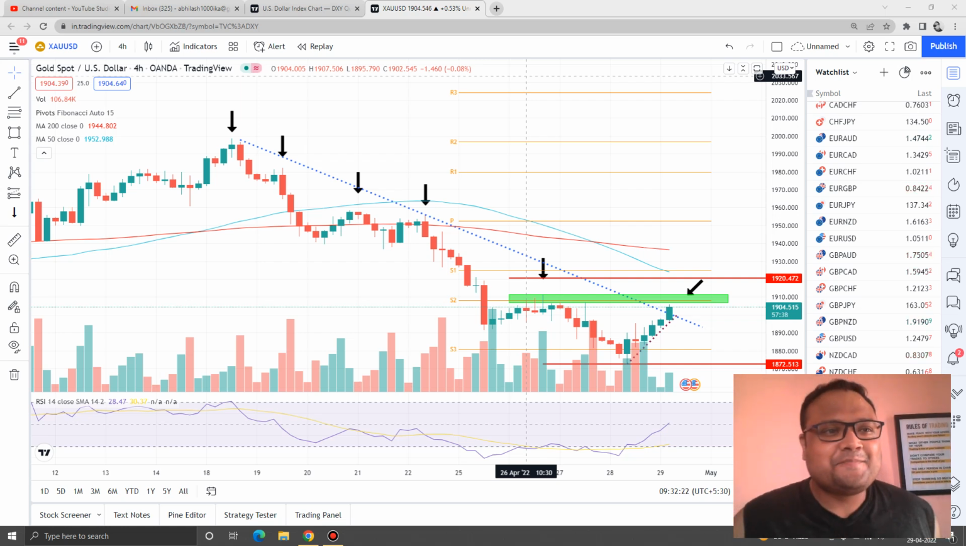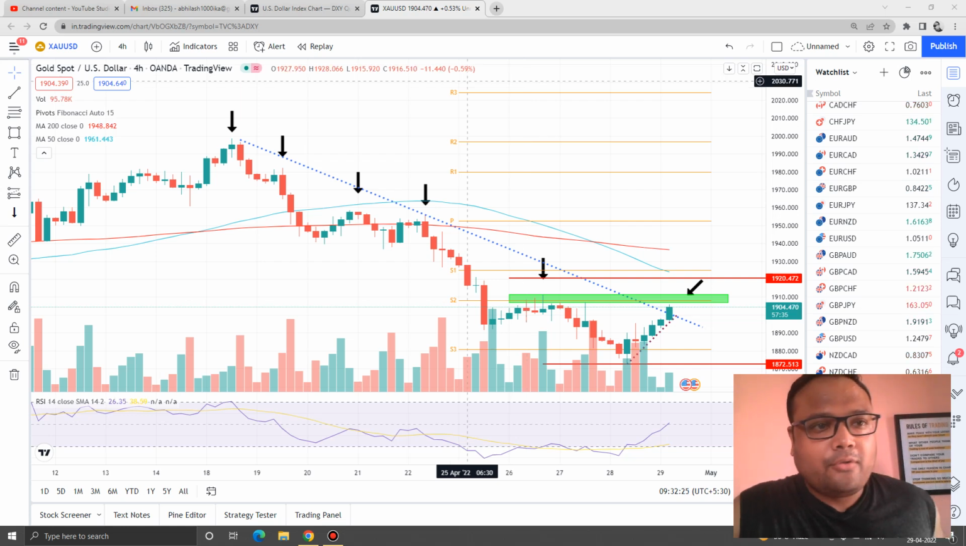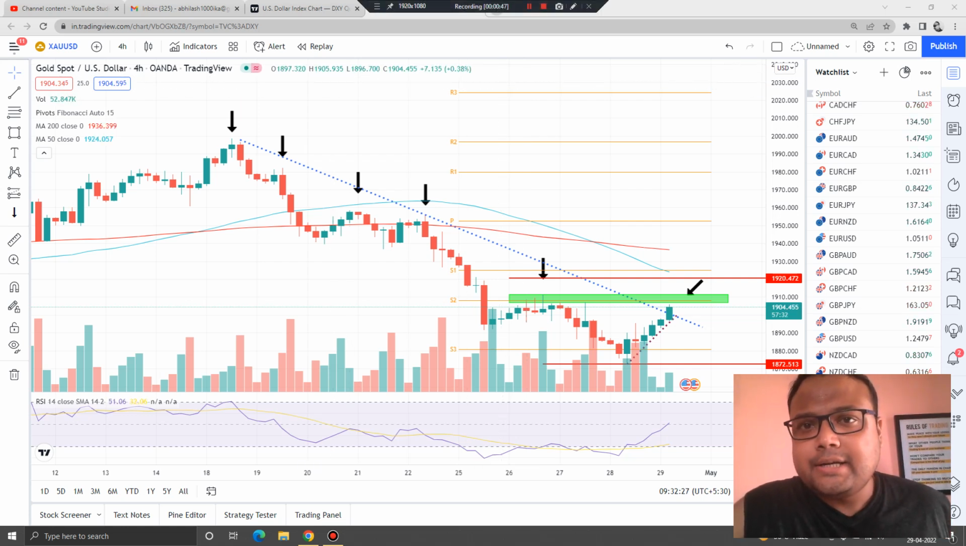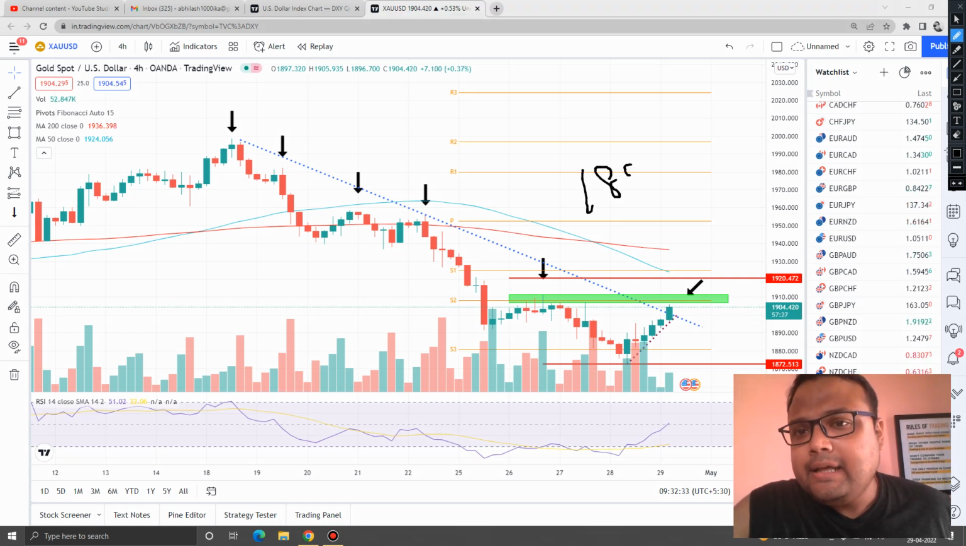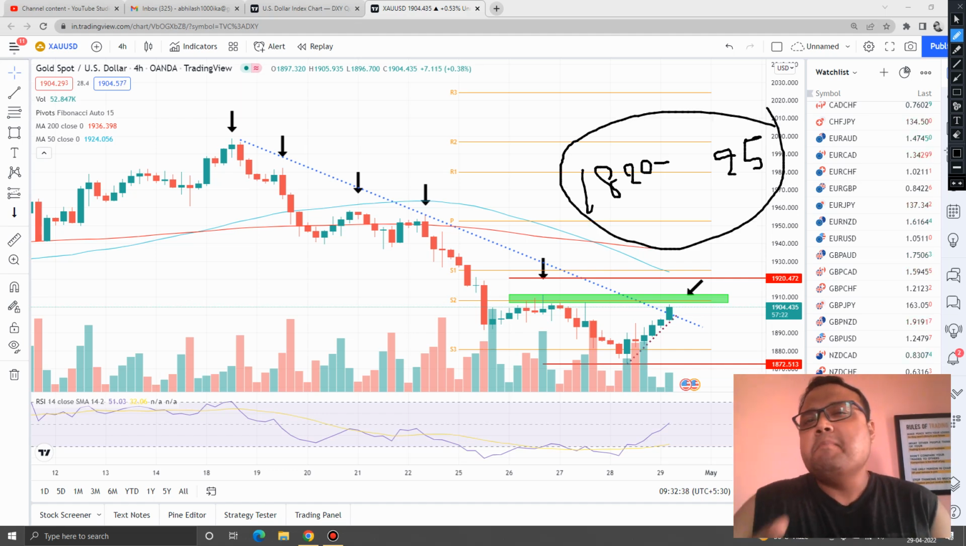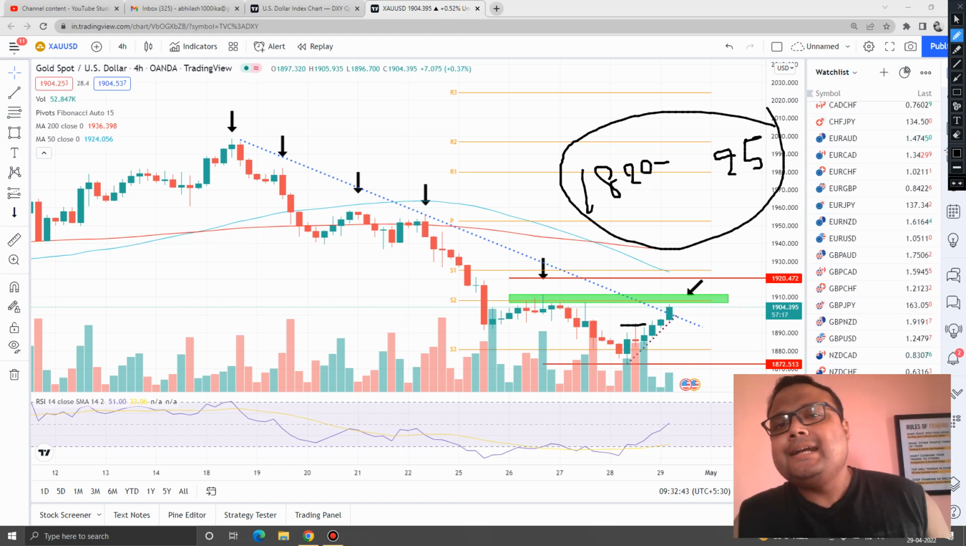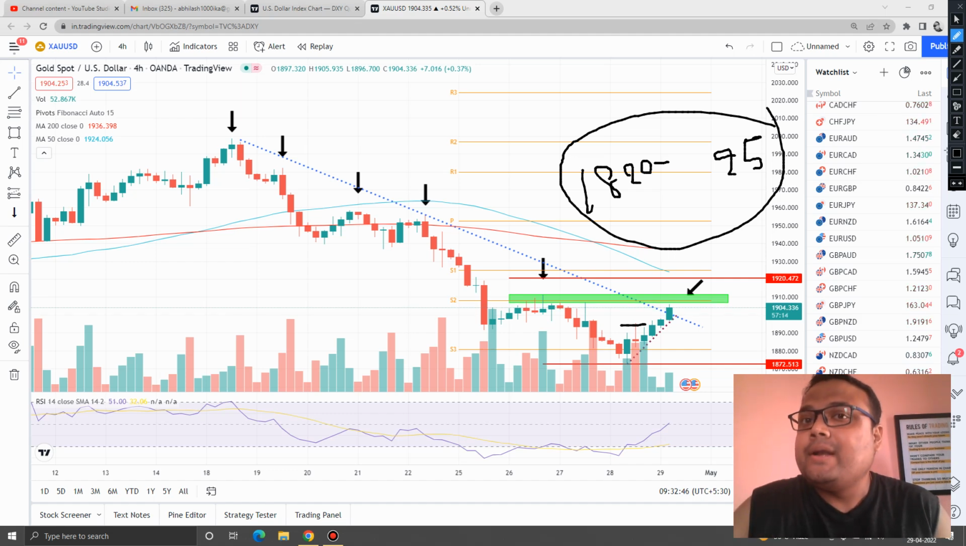Anyways, let's get started. So this is the 4-hour chart of gold USD. Yesterday, as per our expectation, the level of 1890 to 95 acted as resistance, and we made some profit also when the market reversed from this particular level. But the second time when the market went up again, we saw that the market was bullish and broke the minor resistance. And as you can see, right now the market is standing at 1904.